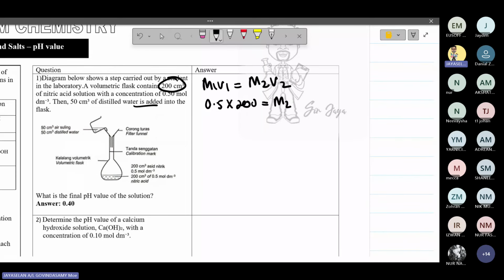Your total V2 is what? 200 plus 50, 250. This one mixed with this one. So 250. Now you find your M2, the molarity after adding water. So I put here 0.5 times 200 divided by 250. Use the calculator, find the answer.